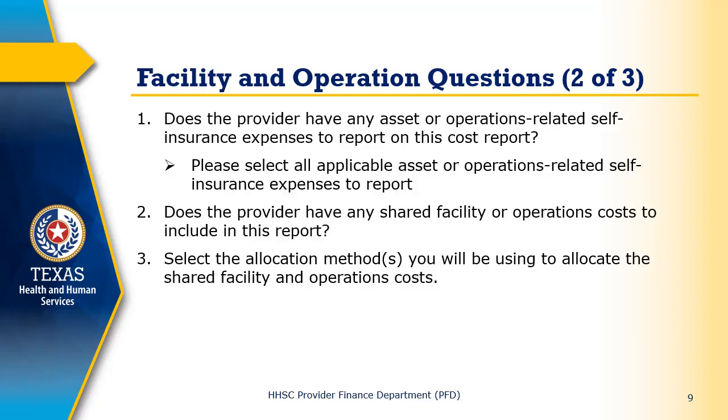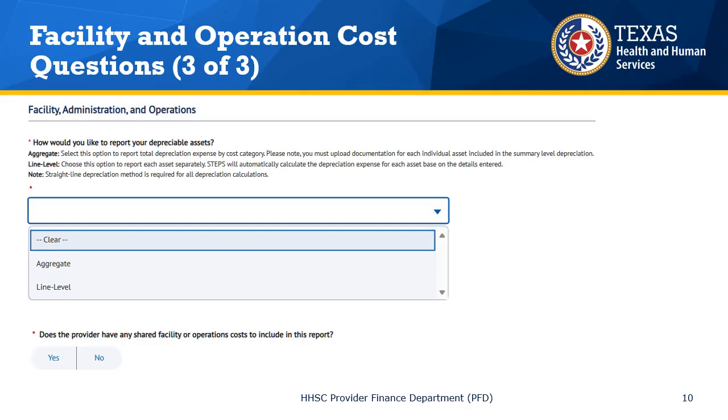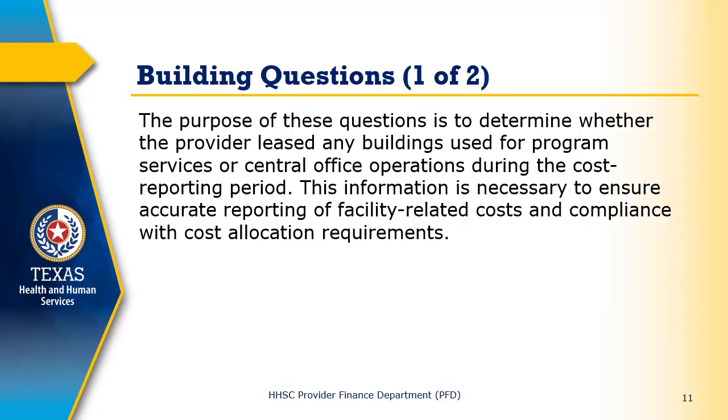To allocate these shared facility and operations costs, please identify the appropriate allocation method, which may include choices based on usage, headcount, or revenue. While most cases typically require only one allocation method, you may choose to use multiple methods if you opt for the square footage or time study approaches for a more detailed allocation. For further guidance, please refer to the Allocation Methodology Guide. This slide demonstrates the screen view for Section 4, Facility and Operation Cost Questions.